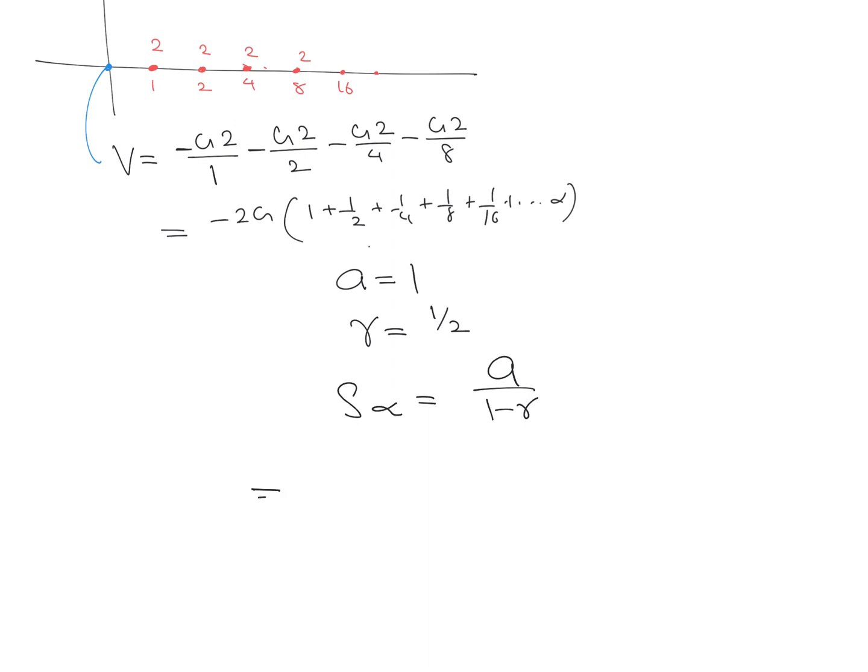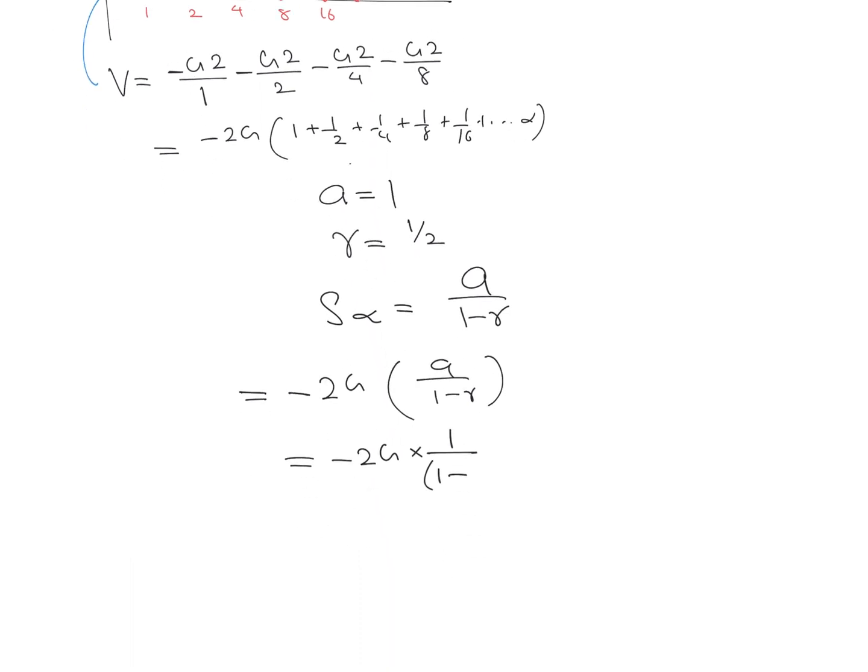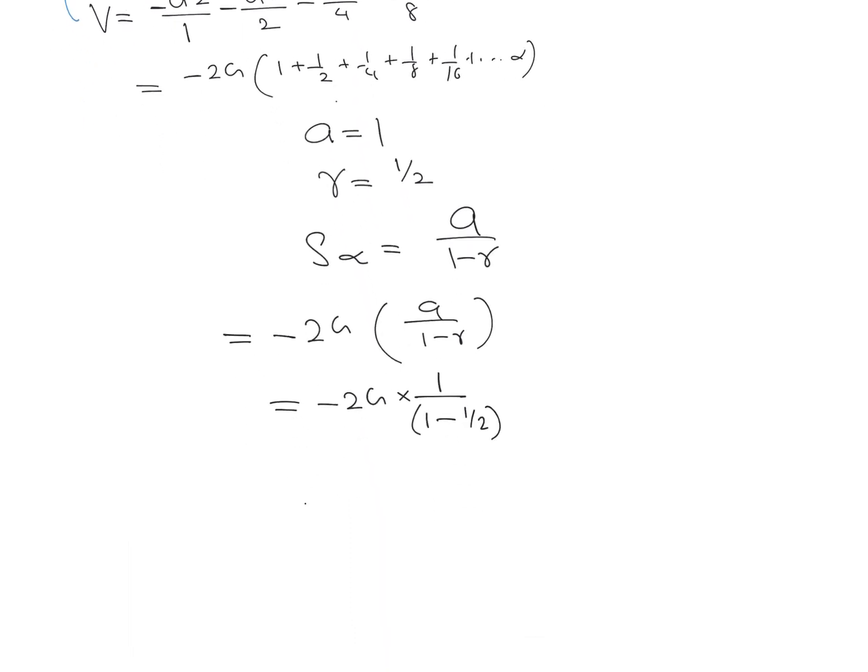So we can find the value from it. Remember that the value of R should be less than 1. In this situation, we can write minus 2G into A divided by 1 minus R, where A is the first term, which is 1, and R is 1/2. So this is minus 2G into 1 divided by 1 minus 1/2, which is 1 divided by 1/2. So this is going to be minus 2G into 2, or minus 4G.